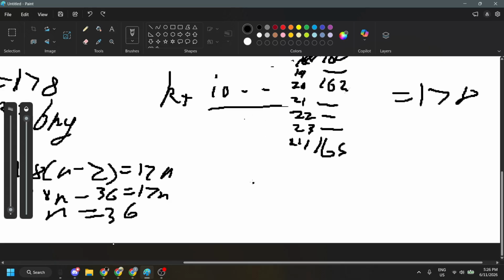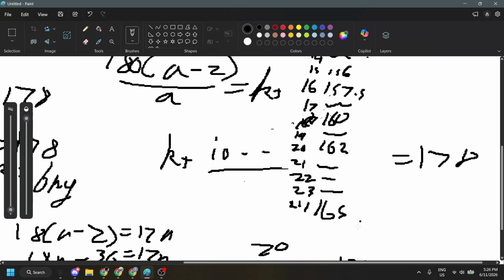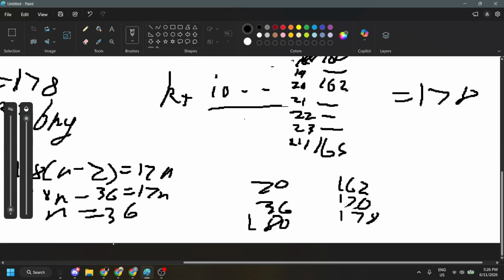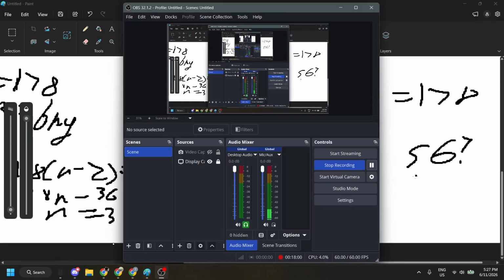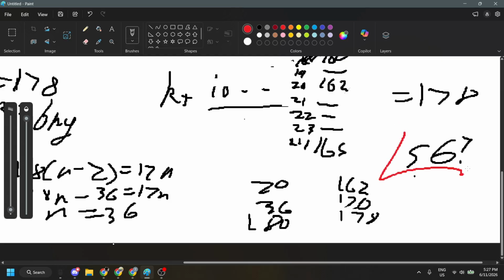20, 36, 178. No, 180. Because this will give us 170. This will give us 162. I think this is it. 56? Let me check. This is actually correct, which I'm very surprised about.